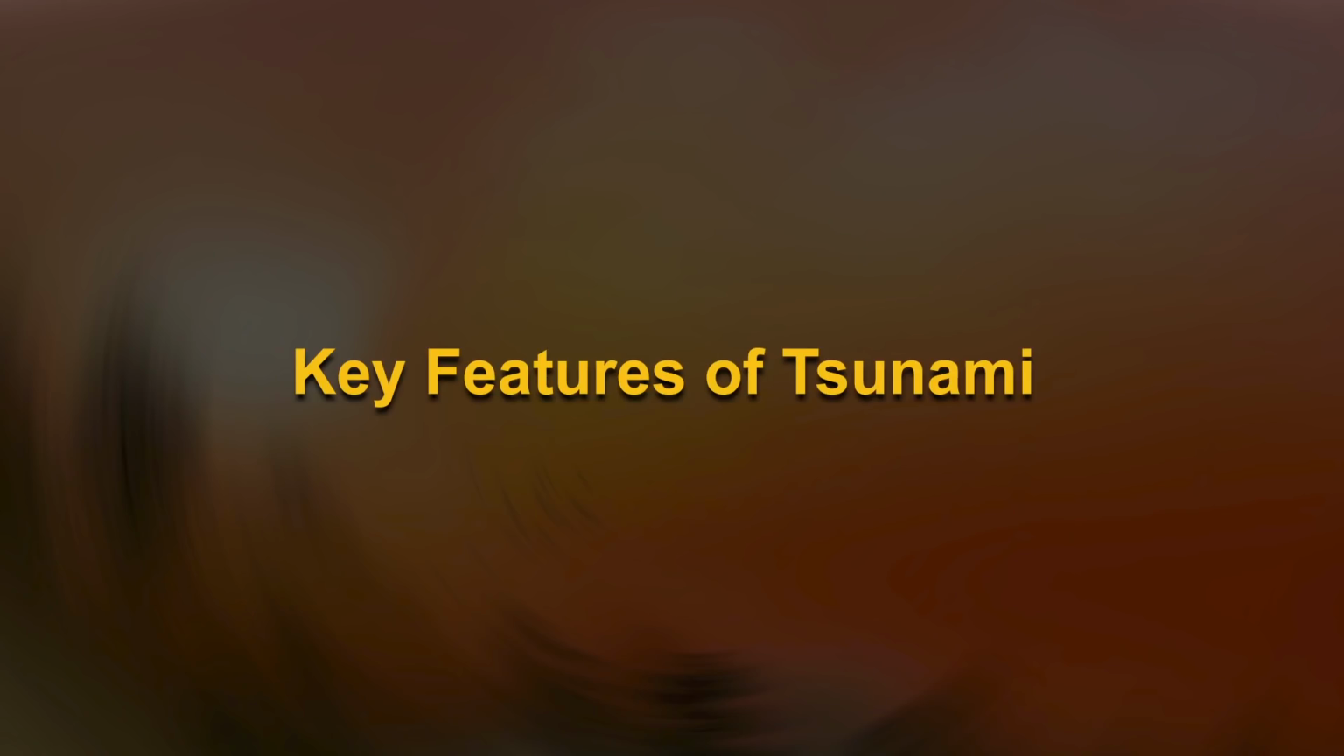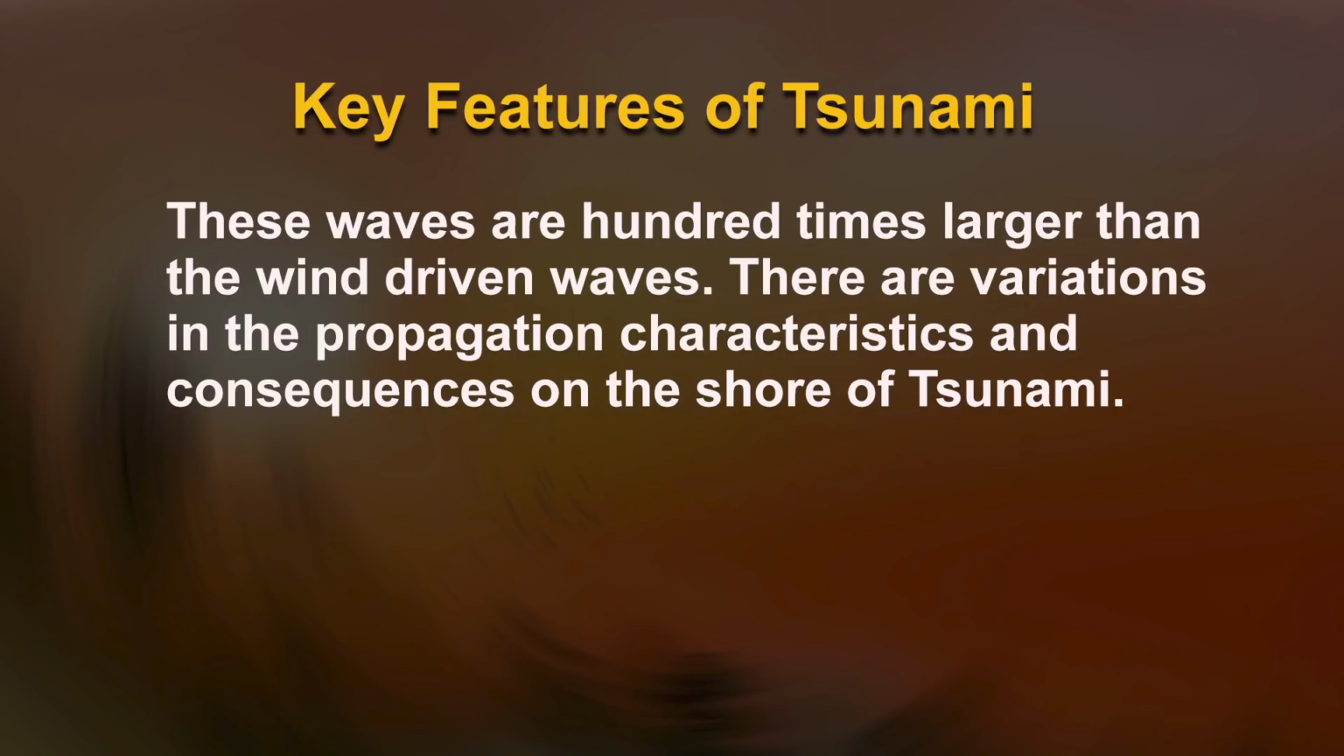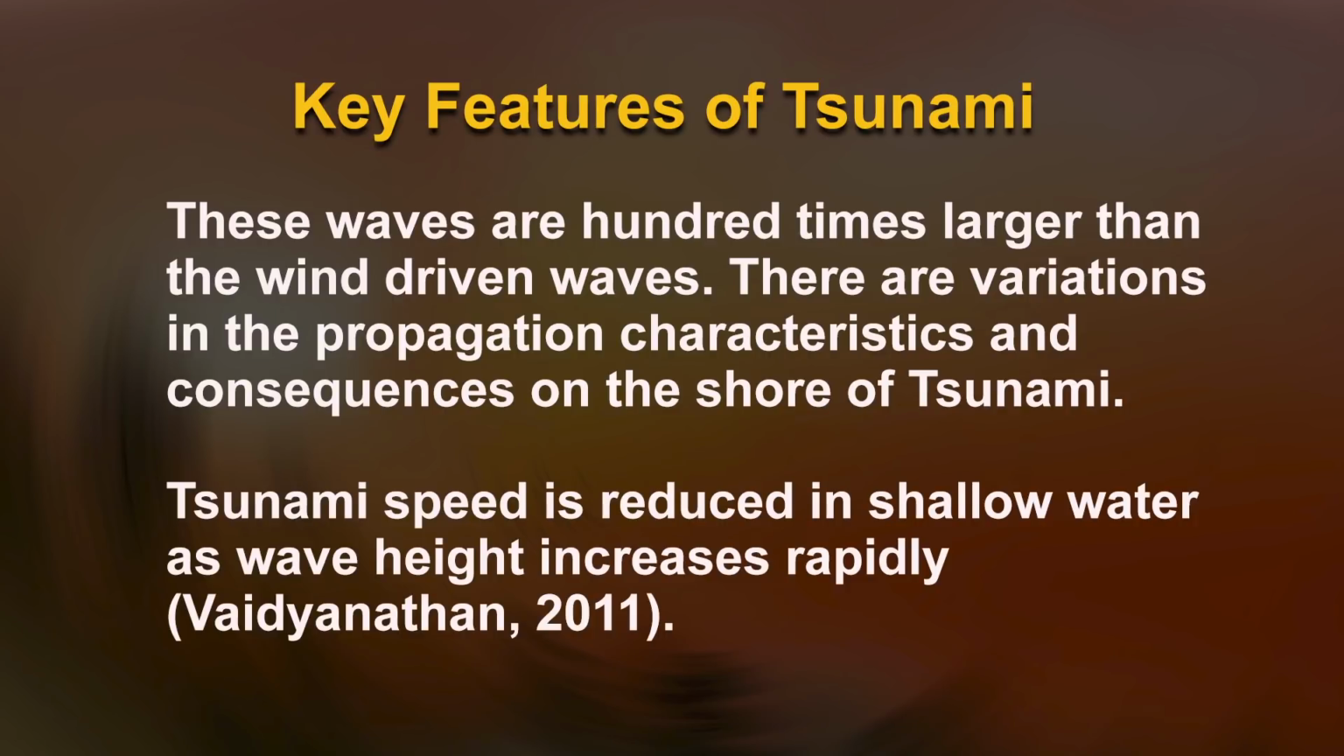Key features of tsunami. Usually, submarine earthquakes generate tsunamis, and therefore, it is also called seismic sea waves. These waves are 100 times larger than the wind driven waves. There are variations in the propagation characteristics and consequences on the shore of tsunami. Tsunami speed is reduced in shallow water as wave height increases rapidly.